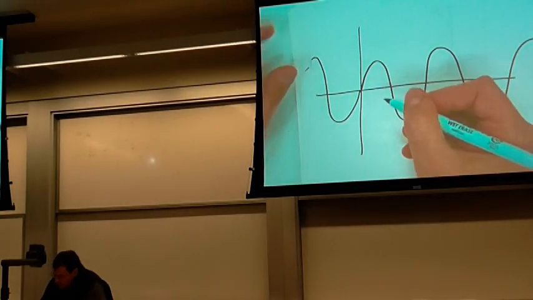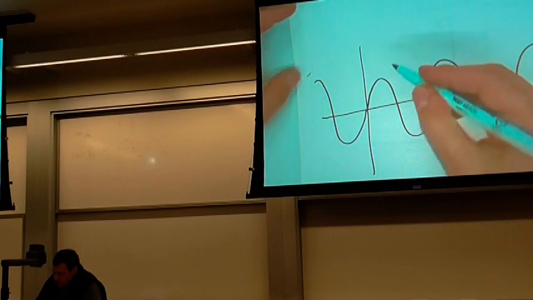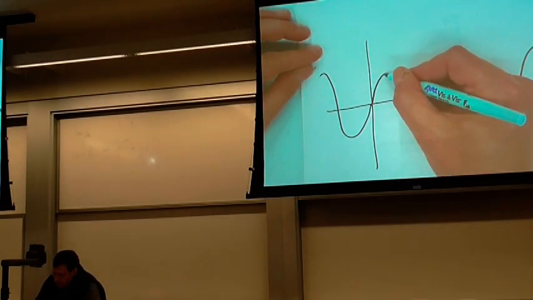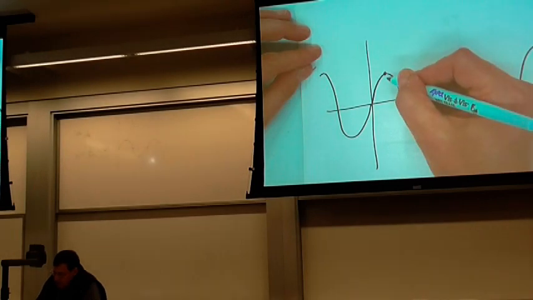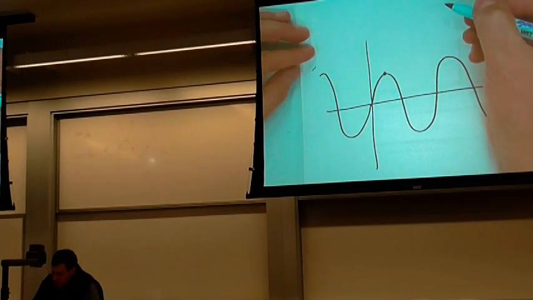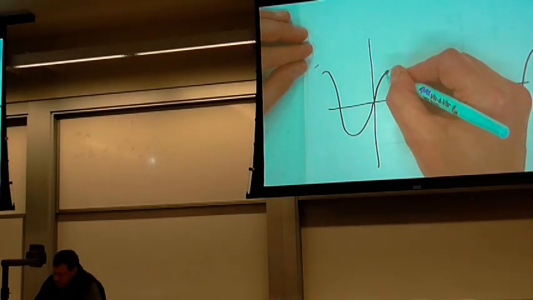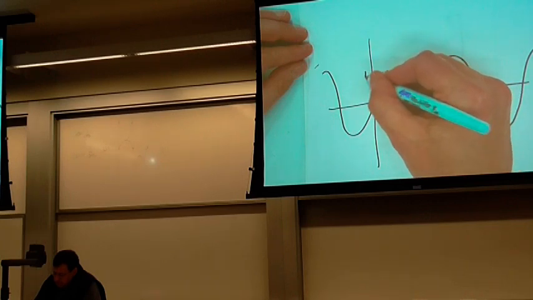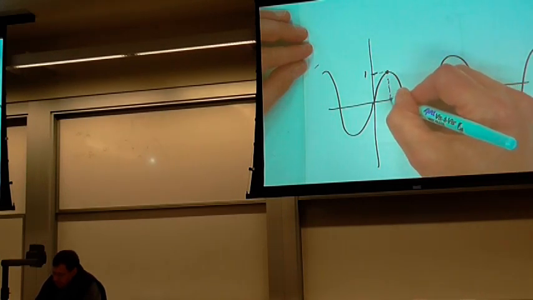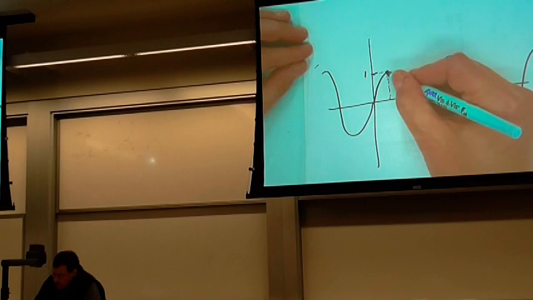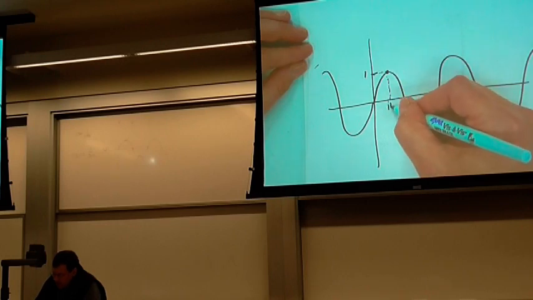So, let's say I were to say, I want to know what the inverse sine of 1 is. So using my standard truncation, the function is going to give me this value, pi over 2.